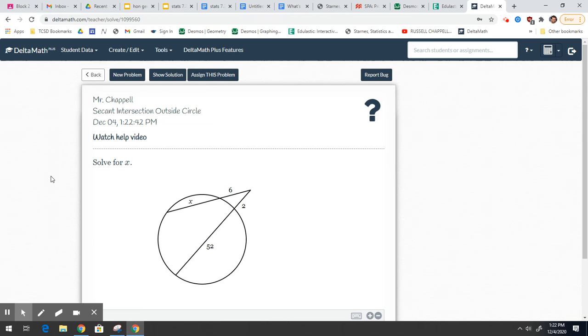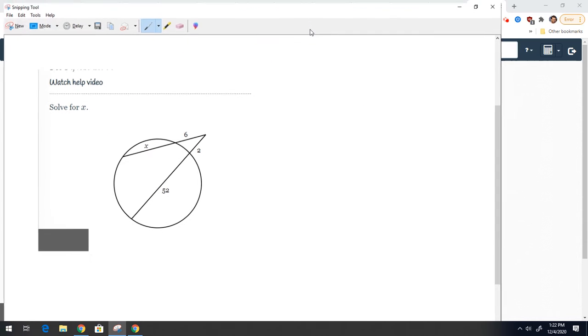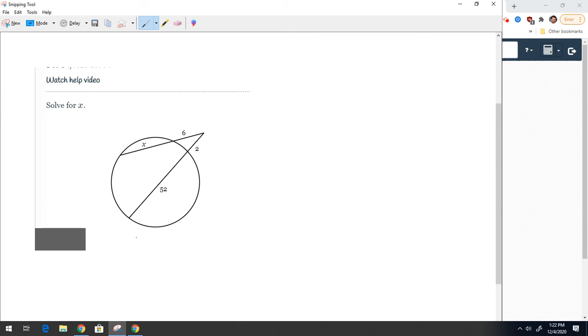Okay, so let's take a look at this situation here. Now again, we're going to find x. Again, identify what segments you're dealing with here. And in this picture, I believe I'm dealing with two secants. So remember, secants are handled part times whole.